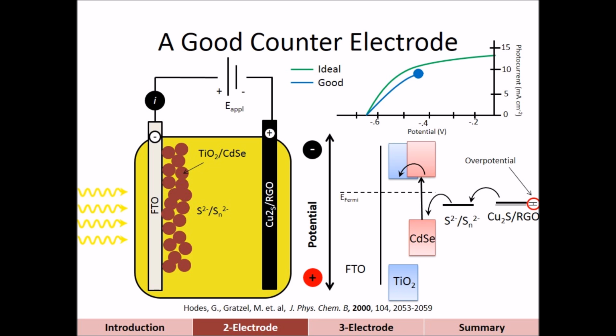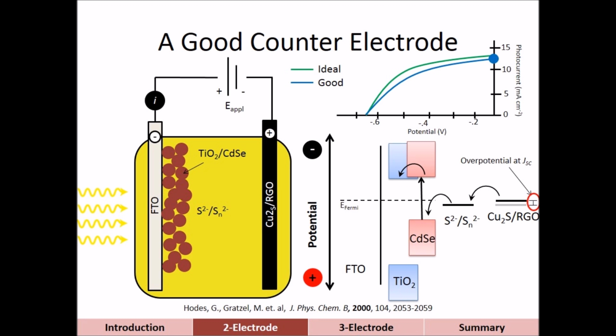However, as we begin to draw current from the cell, we now have slight overpotential losses at the counter electrode. So we're decreasing the potential between the working electrode and the counter electrode, but the counter electrode is no longer able to stay at the same potential as our electrolyte because we have these overpotential losses due to drawing current through that electrode.